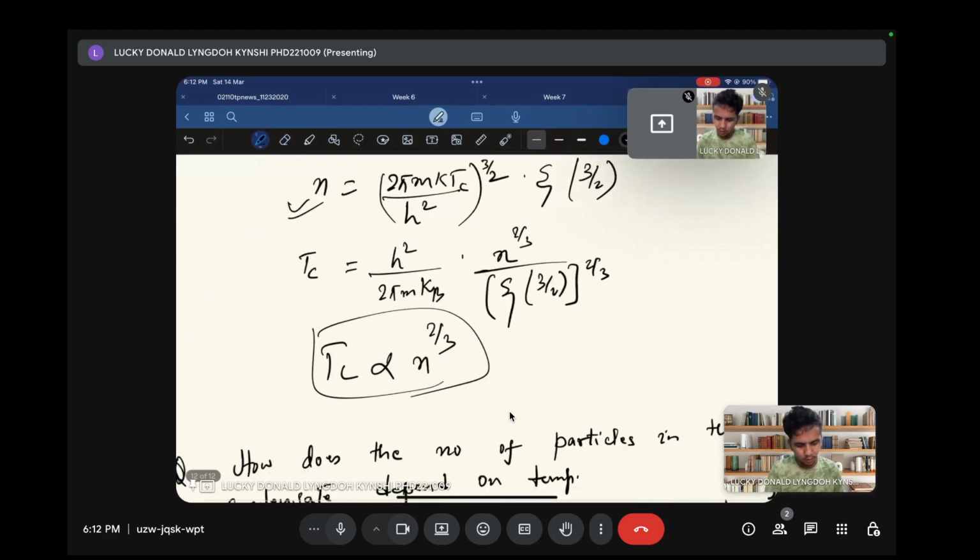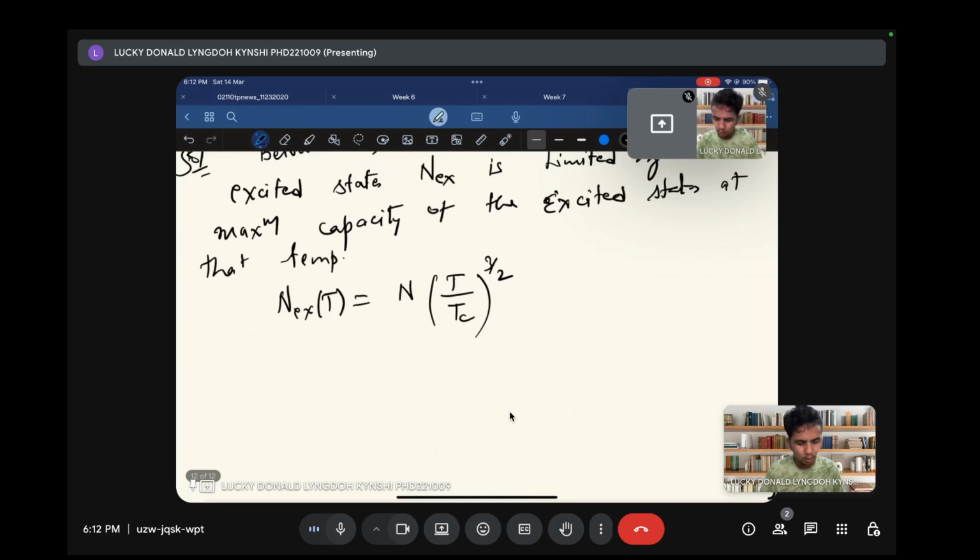Okay, it should be 3 by 2. So here also you get 3 by 2. So n is limited by the number of states available at that temperature. So n excited state is given to be N (T by Tc)^(3/2).